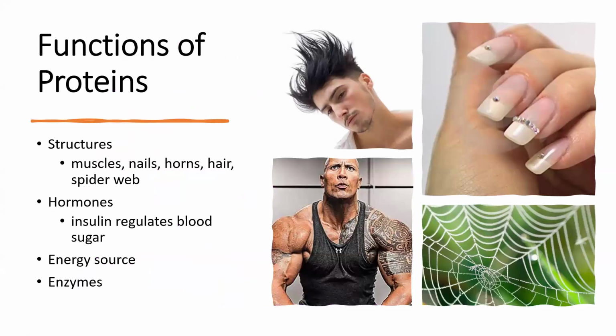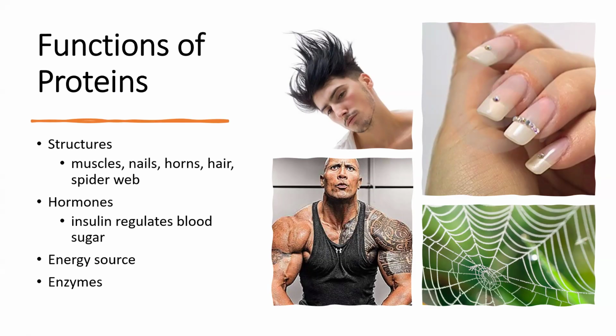Okay, that's a lot of stuff about proteins. Let's take a look at what it does. We find proteins in various structures in the body. Muscle is made up of protein. Your nails, we don't have horns, but animals who have horns, the horns are made up of protein. It's the same kind of protein that makes up your nails. Hair, spider webs, they are all protein.